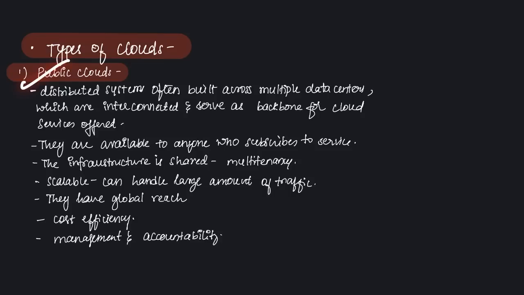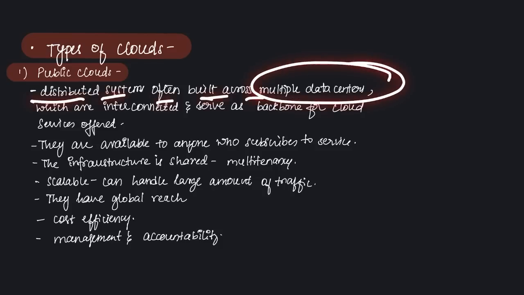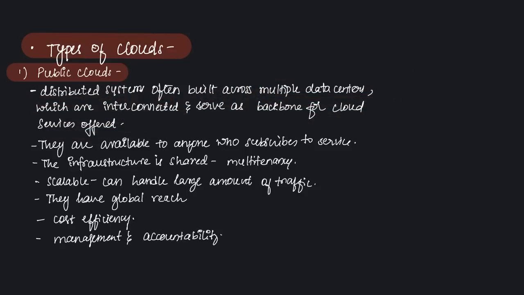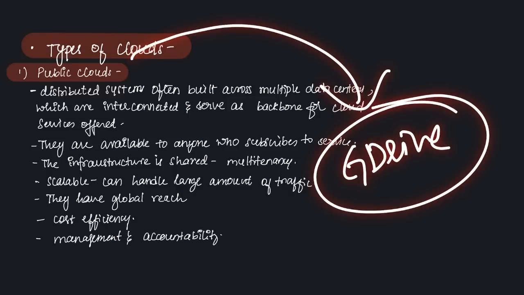So we have public clouds. Public clouds are the most common and widely known clouds in cloud computing. They are distributed systems often built across multiple data centers which are interconnected and serve as the backbone for cloud services which are offered. They are available to anyone who subscribes to the service. Anyone can access these clouds, provided that they pay for that. So they can sign in with credentials, enter the payment details, and then start using the cloud services. For example, Google Drive is a public cloud, right? You're paying for it and you're using it.